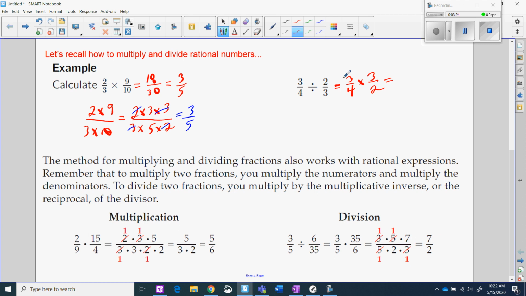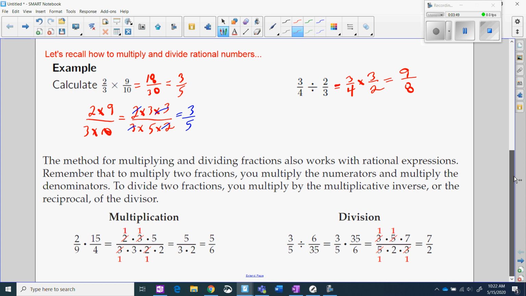And now multiply 3 times 3, 9, 4 times 2, 8. That one does not reduce. So we would be finished. That would be your final answer. Now sometimes we ask, do I have to change that to a mixed fraction? No, just leave it as an improper fraction. 9/8 will be fine.